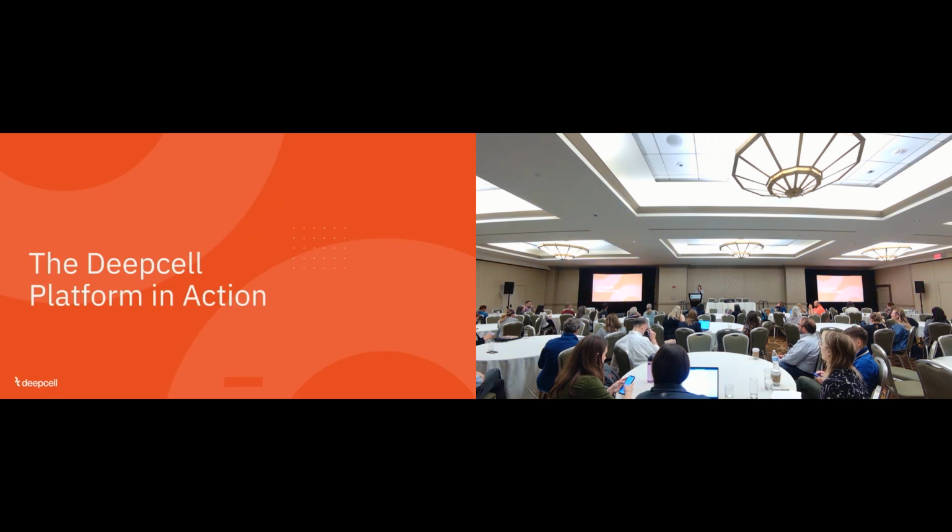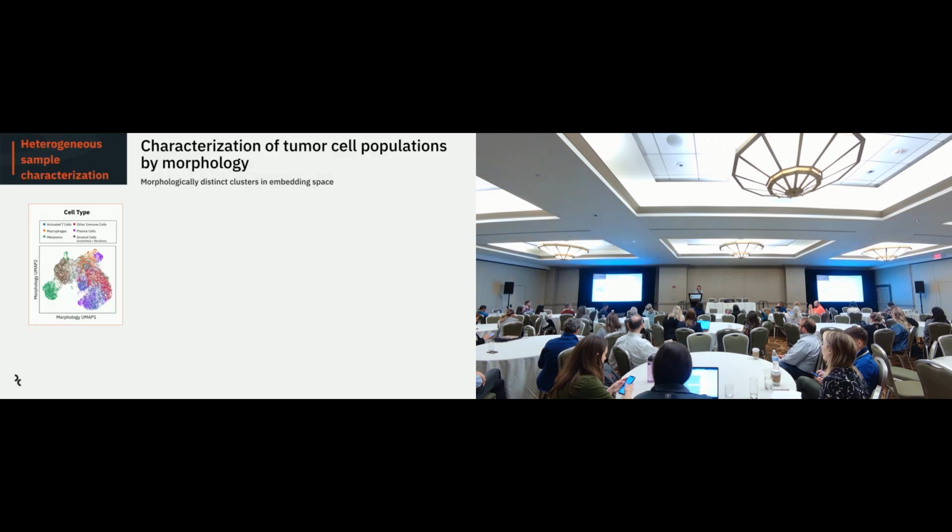So I'll go through a few examples now of how our technology can be applied to different research questions. The first one I'll go through is using morphology to characterize the cell types present in a tumor sample. Here I'm showing a mix of tumor cells and immune cells, including cell lines and melanoma biopsies. So these are a mix of individual cell lines and actual tumors.